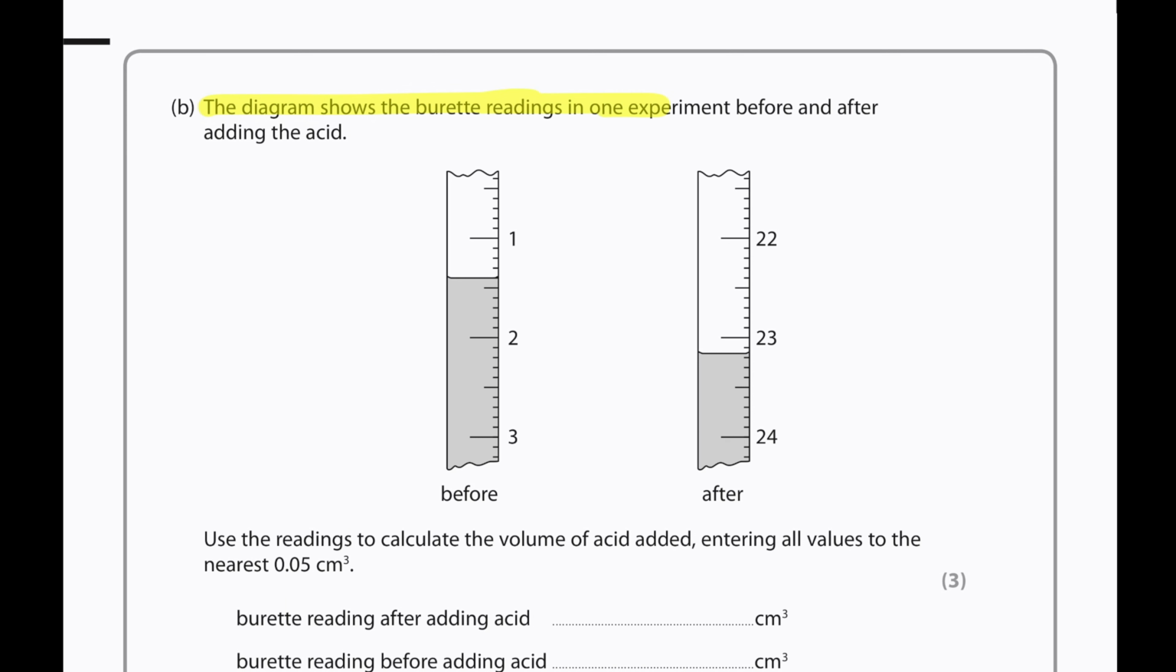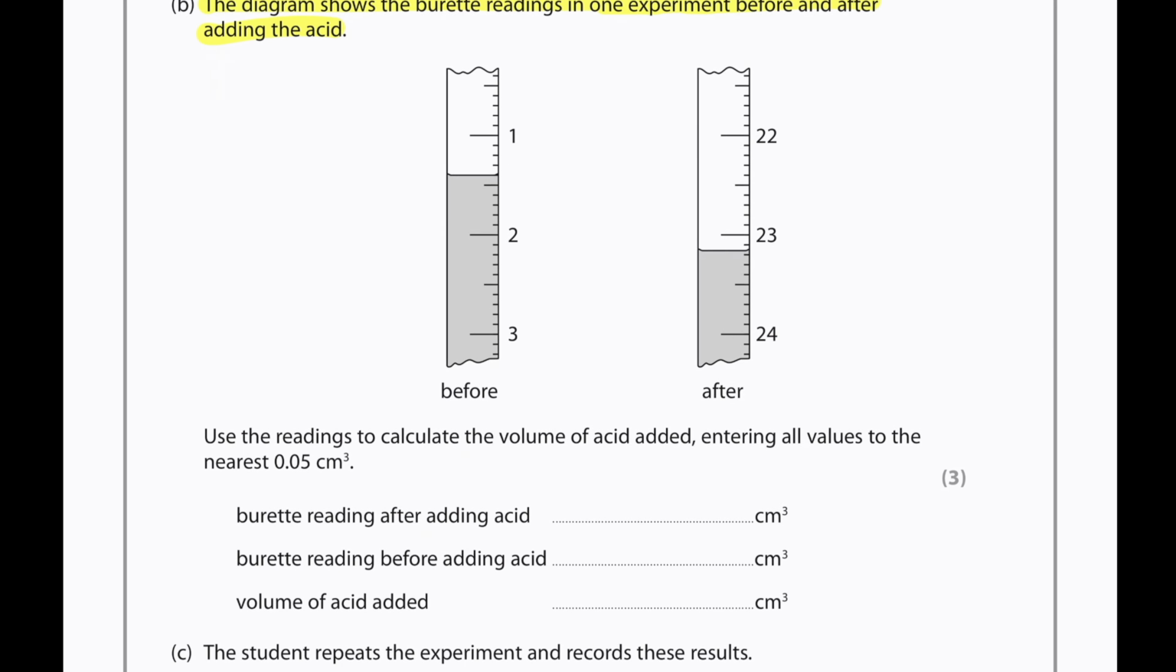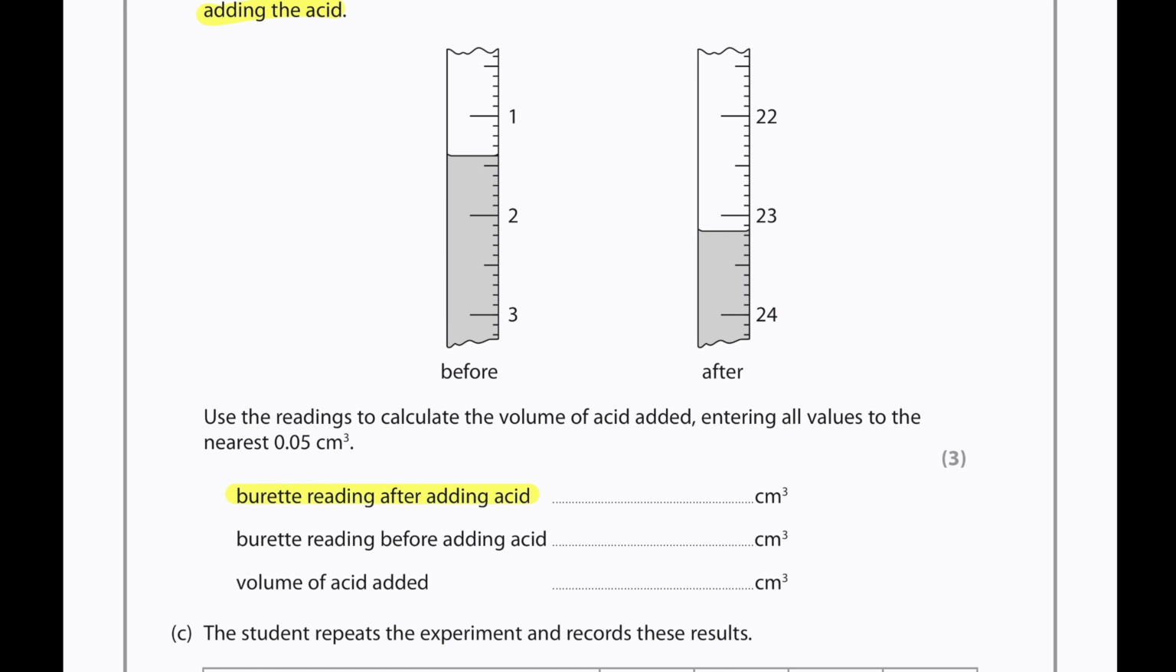The diagram shows burette readings in one experiment before and after adding the acid. So we can see the burette reading before adding the acid is 1.4 cm³. The burette reading after adding the acid, we can see, is 23.15. So for the volume of acid that is added, we will subtract 1.4 from 23.15 and the answer will be 21.75.